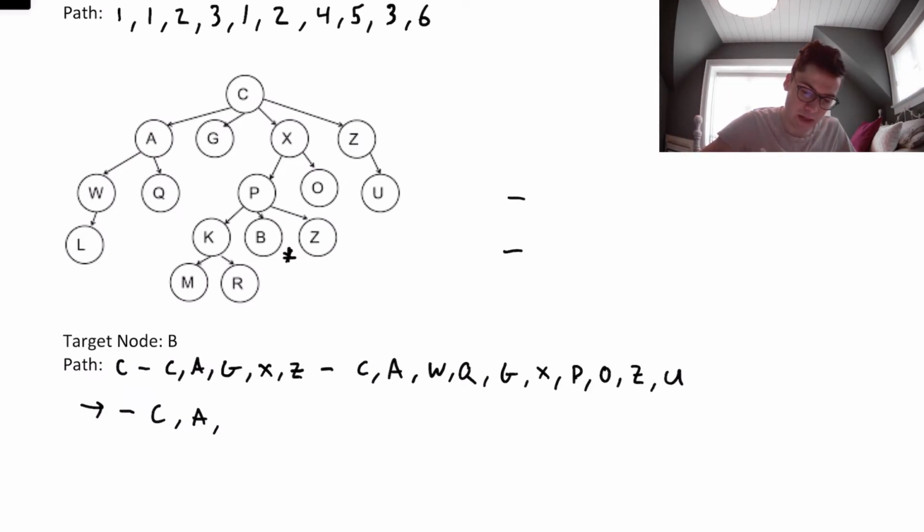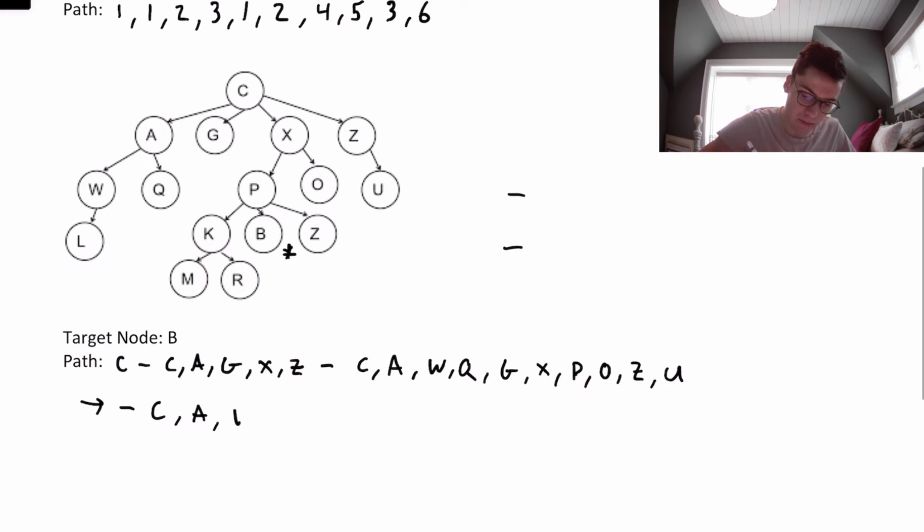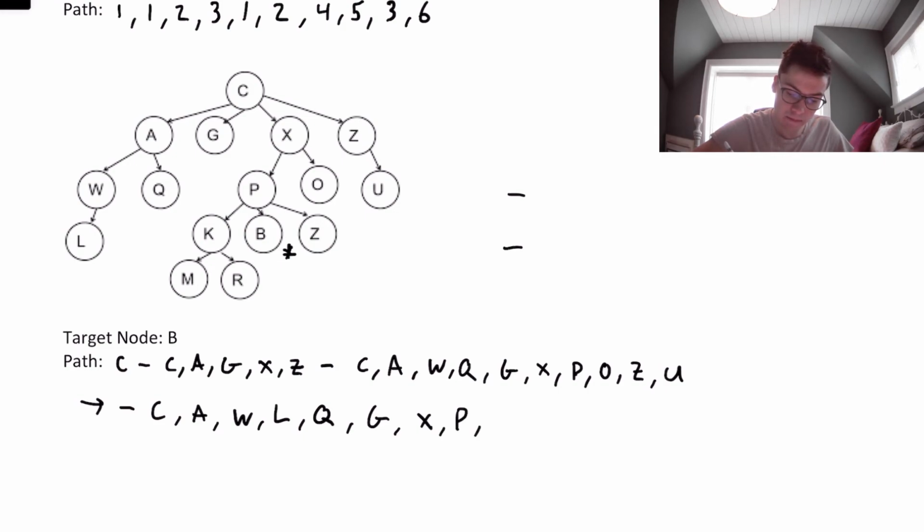So we have C, A, and then W, and then it would go down again, L, and then up to W, and then Q, then G, then X, then P, and then since P has another branch, we'll go down to K, and then B. And then since B is our target node, we'll stop there. So that is pretty much it.